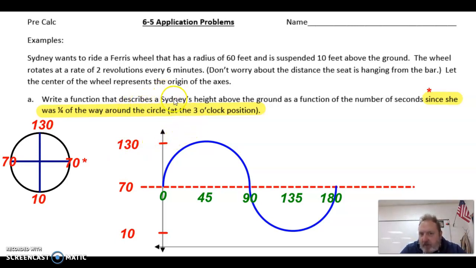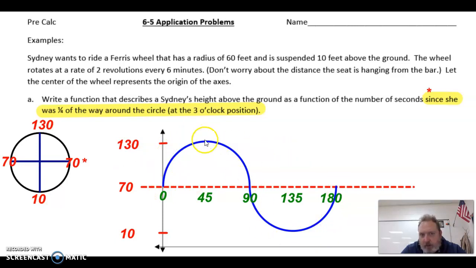It says to write a function that describes her height above the ground and the number of seconds since she was a quarter of a way around the circle. So if you get on a Ferris wheel, you get on at the bottom. So it doesn't matter which way she's going. Either way, after a quarter turn, she is going to be at the midline. So we're going to start at 70 and then go up to 130, back down. If you had her start here and go back to 0, you could do that too, but we're going to go this way. So she's a quarter way around. She's at 70 to 130, back to 70, back to 10, which is what you see in this graph right here.